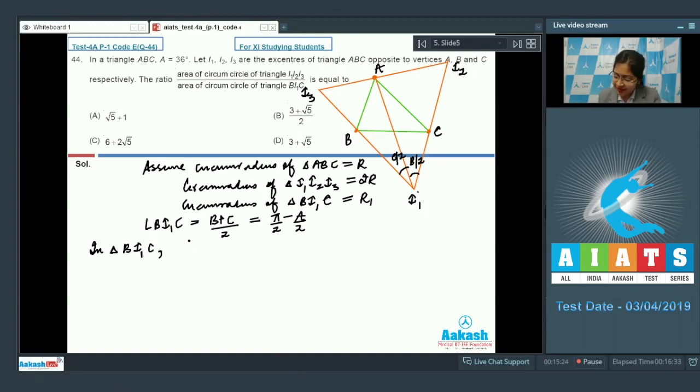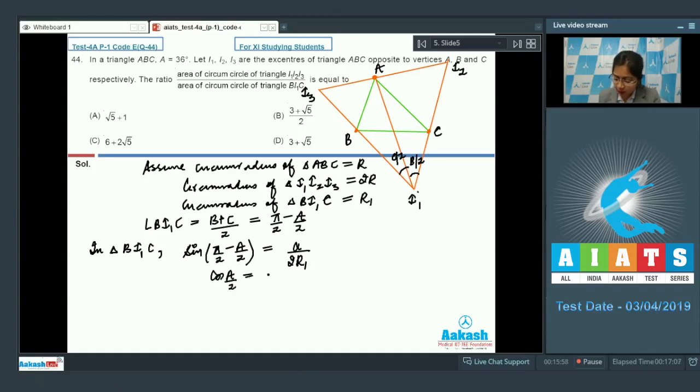So I can write sine of angle BI1C, that is sine of pi by 2 minus A by 2, will be equal to side BC, that is, let us say, a upon 2 into its circumradius, that we have assumed as R1, right? So it will be equal to a upon 2 into R1. Now sine of pi by 2 minus A by 2 can be written as cos A by 2.